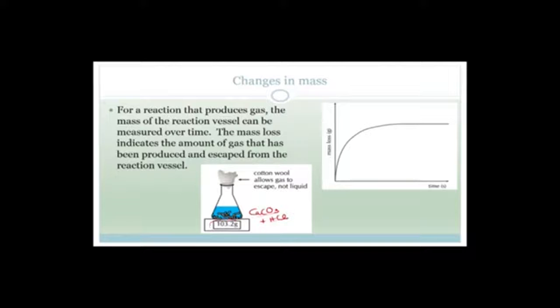There's a mass loss, so this number is actually going to go down. This is what you started with, and at the end, you might end up with, I don't know, maybe 94.3 grams or something. The amount of mass that is lost is actually the amount of gas that was produced, right? Because the gas escaped.